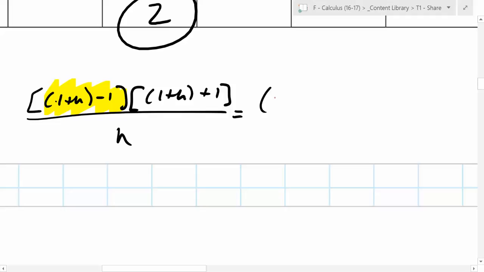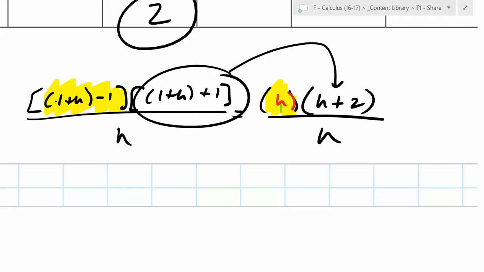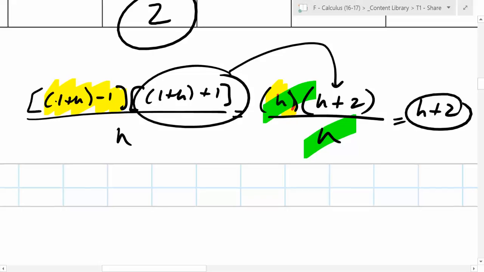What does that turn into? The yellow. What's 1 plus h minus 1? H. So the yellow turns into that. And this turns into h plus what? What does that turn into? 2. And the denominator, what cancels? H. And what are you left with? We just filled in the hole.